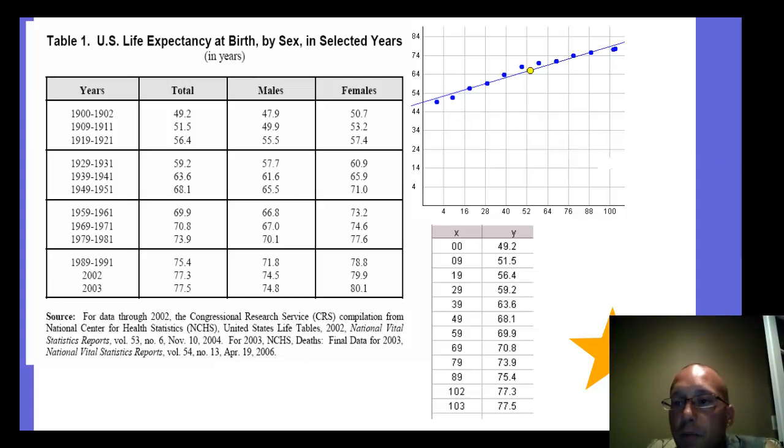Now when you create your line here, the line that you're drawing does not have to go through any points. Now this one happens to go through this point here. Looks like it might hit this point here. And maybe not any of these. But it doesn't have to go through any point. You just want to find a line that best represents the points.